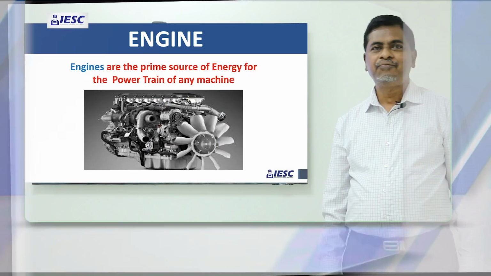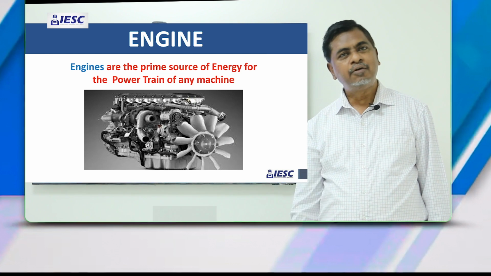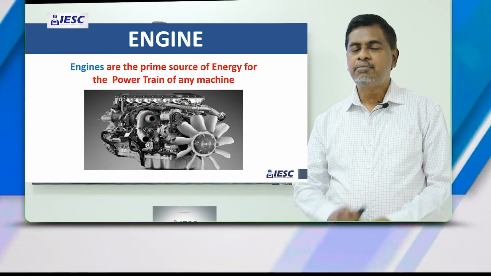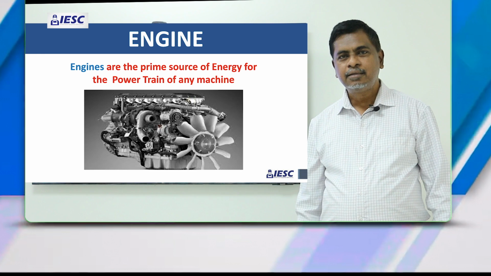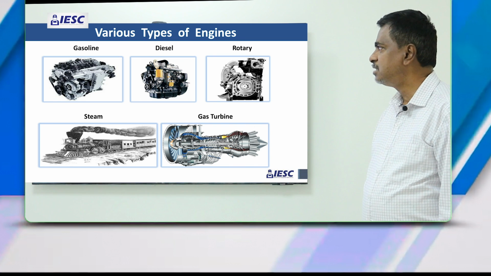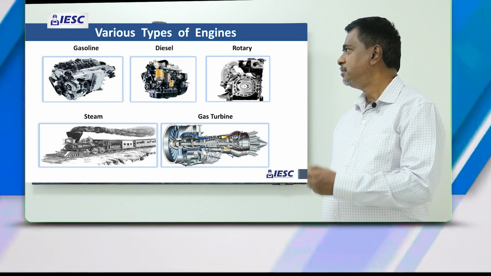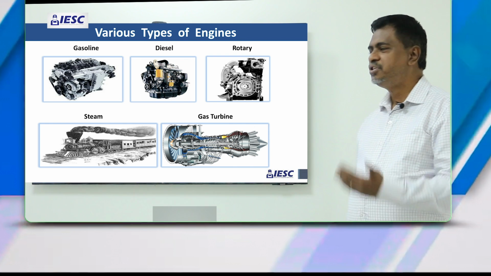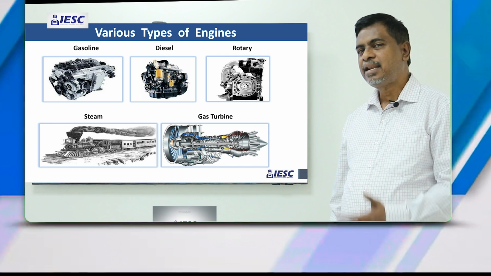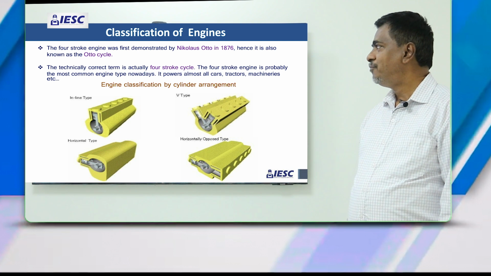Engines are the prime source of energy for the powertrain of any type of equipment, whether it's a car or a bike or train, aeroplane, anything. We can see the various types of engines: a gasoline or petrol engine, the diesel engines, rotary engine and steam engines, which is there in the trains, and gas turbine engines, which is there in the aircrafts. So we go into the classification of engines.